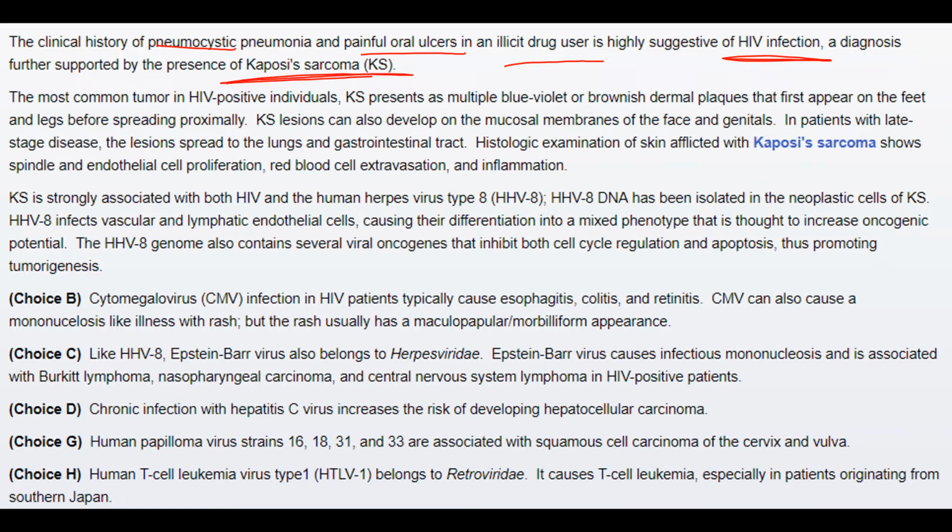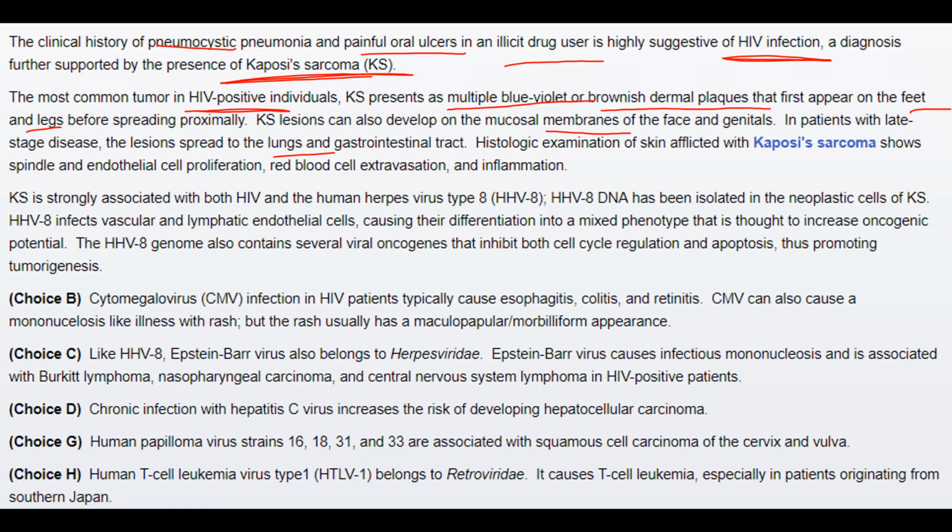The most common tumor in HIV positive individuals is Kaposi sarcoma, which presents as multiple blue, violet, or brownish dermal plaques that first appear on the feet and legs before spreading proximally. Kaposi sarcoma lesions can also develop on the mucosal membranes of the face and genitals. In patients with late stage disease, the lesions spread to the lungs and GIT.